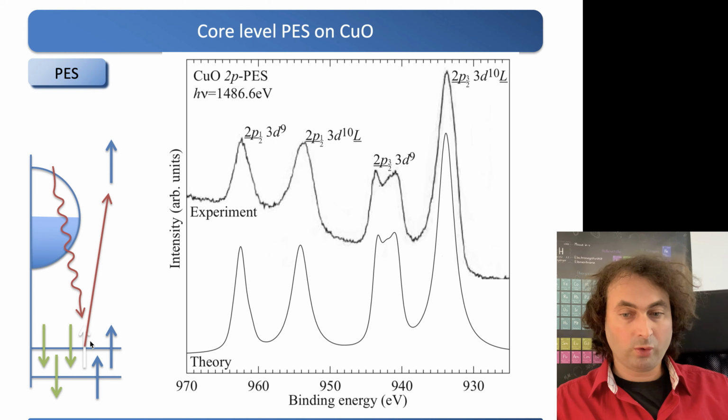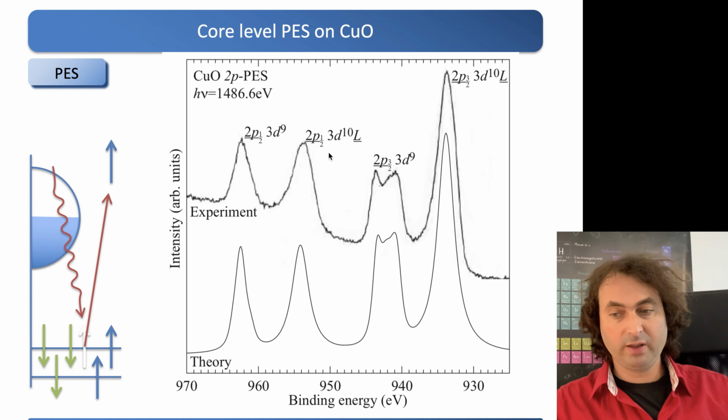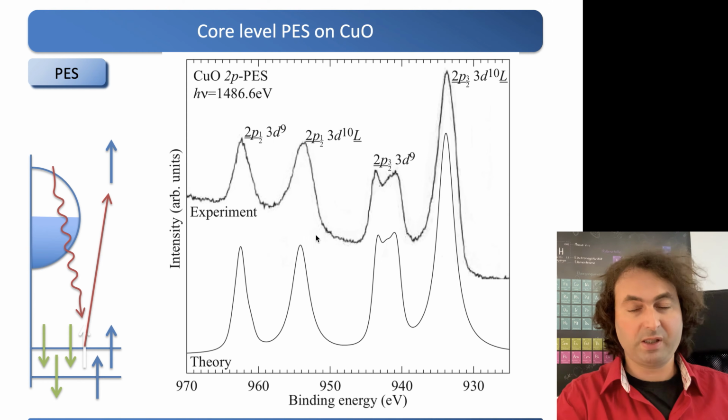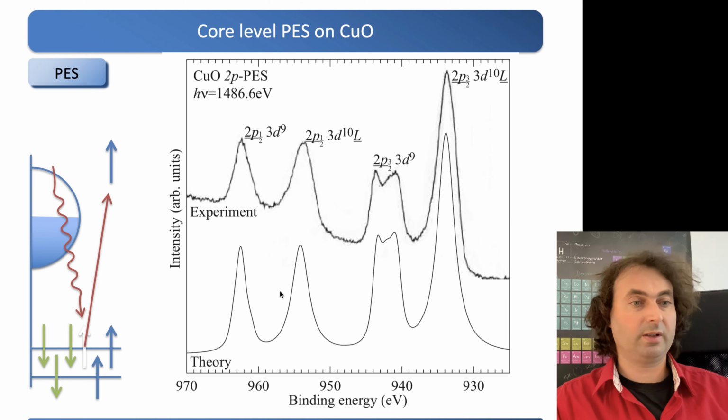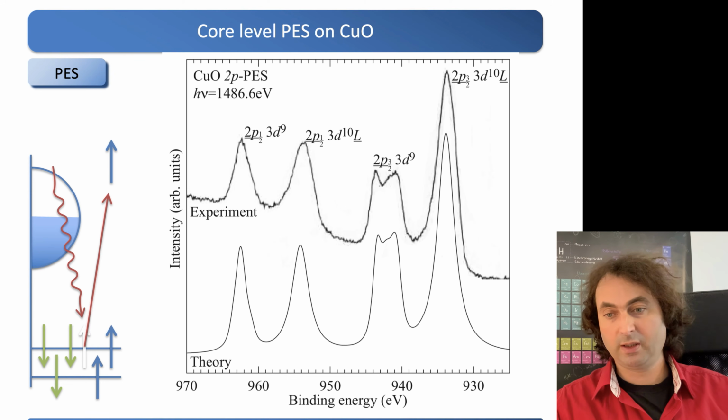When you make such a core hole in a p-shell, then the p-shell has strong spin-orbit coupling, such that you either have the p3/2 core hole or the p1/2 core hole, so your set of peaks is doubled. And again, here you see the splitting between the d9 and the d10 ligand hole configuration that were linearly superposed in the ground state.